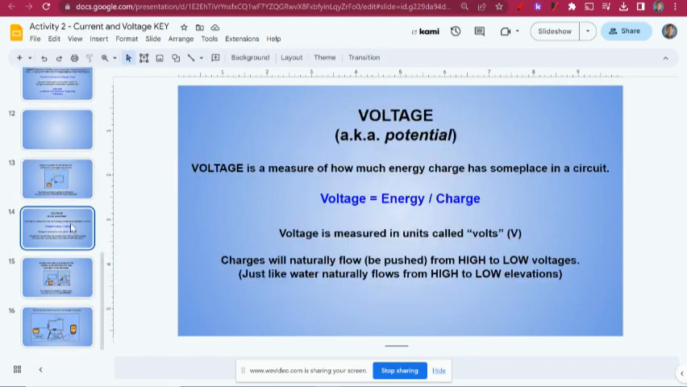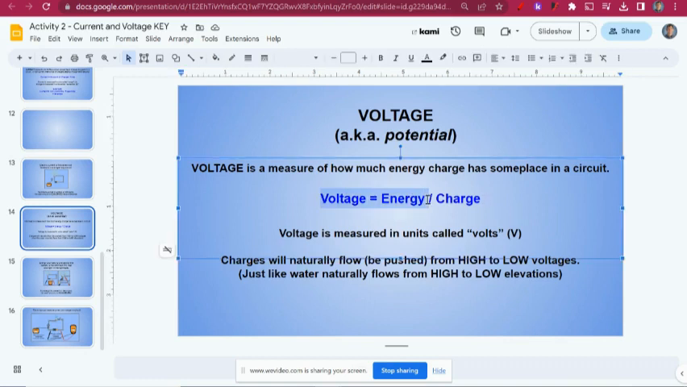Okay, and then the last couple slides here are about voltage. Voltage is sometimes called potential, and voltage is a measure of how much energy charge has someplace in a circuit. The definition of voltage is that voltage is equal to the energy divided by the charge in a circuit. We're not going to use that formula too much in this class, but the main thing I want you to see is that voltage is related to energy. It's connected to energy, and it's the energy that every charge carries with it.